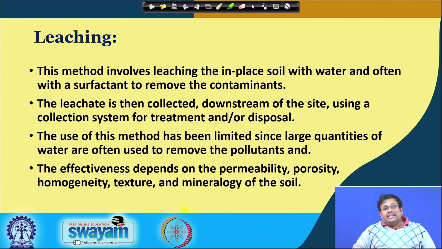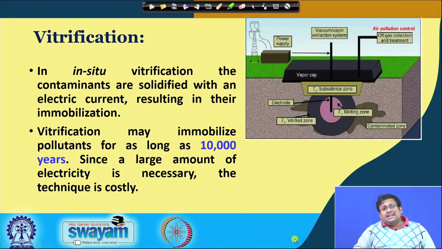The use of this method has been limited since large quantities of water are required, and the effectiveness depends on the permeability, porosity, homogeneity, texture and mineralogy of the soil. So, these are some of the plus points as well as negative points for leaching, but regardless of these, leaching is one of the effective methods for decontamination of the soil.